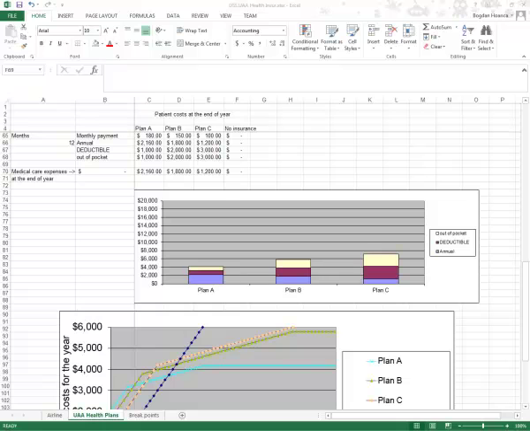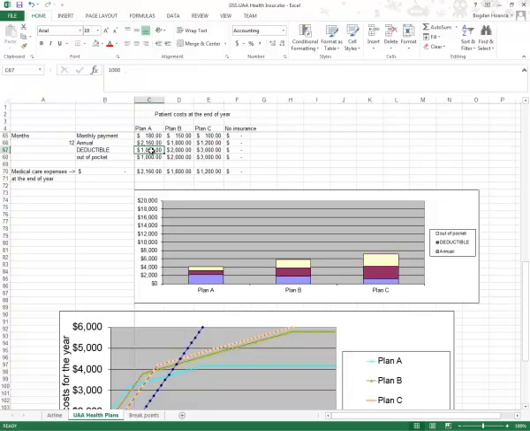For the health insurance plans, there's typically a monthly payment, and so over the course of a year, if the monthly payment is $180, the annual total would be $2,160. We have a choice of plans A, B, and C. So for plan C, for example, the monthly payment is lower, which means that the annual payment is also lower than for plan A.